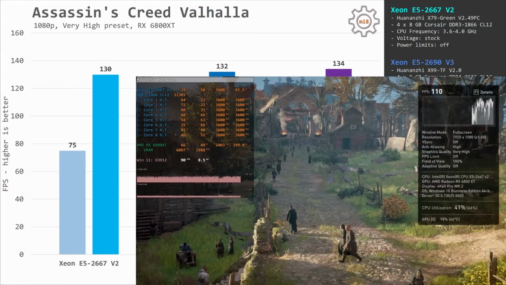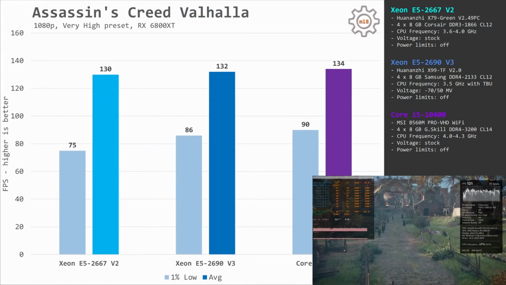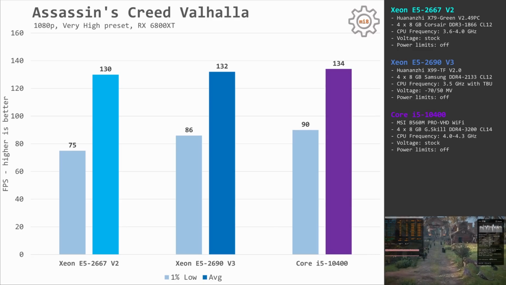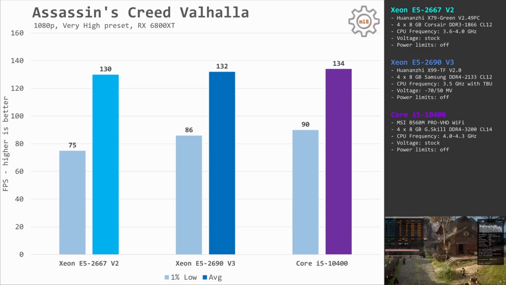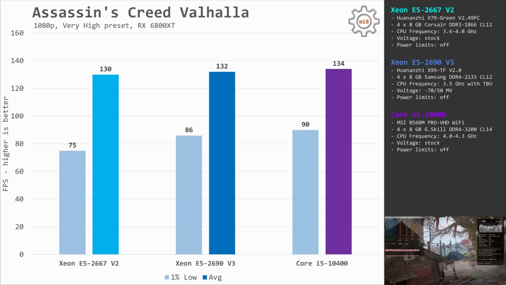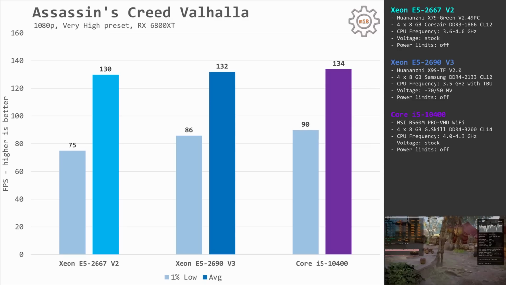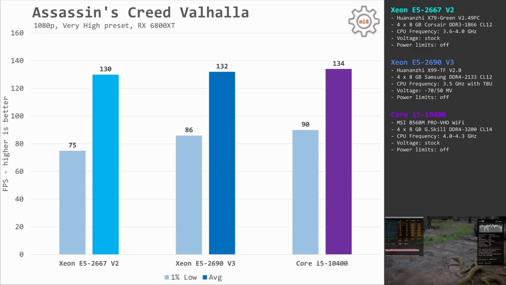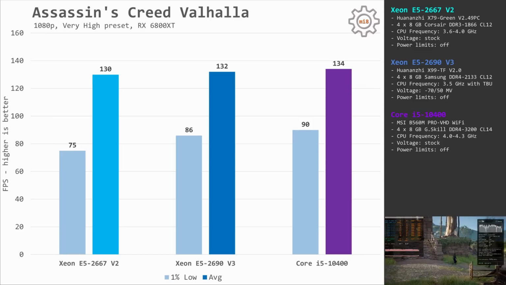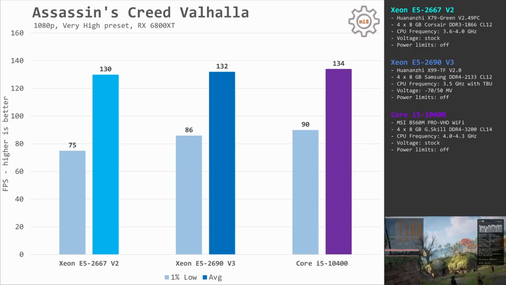Switching to a much newer Assassin's Creed Valhalla, we see that all three CPUs are delivering almost identical performance. Even though E5-2667 V2 is yet again the last one, 7530 FPS, 2690 V3 slightly better, 8632 FPS, and 10400 is the fastest, 9034 FPS, the difference between 2667 V2 and 10400 is just 4 FPS.